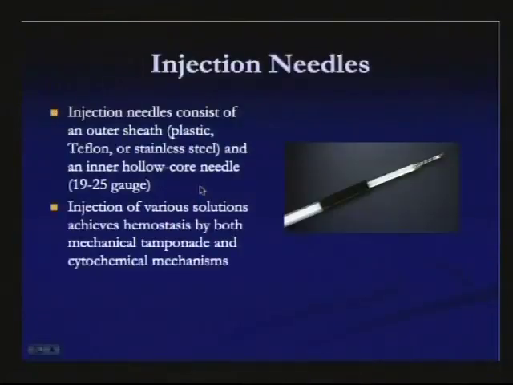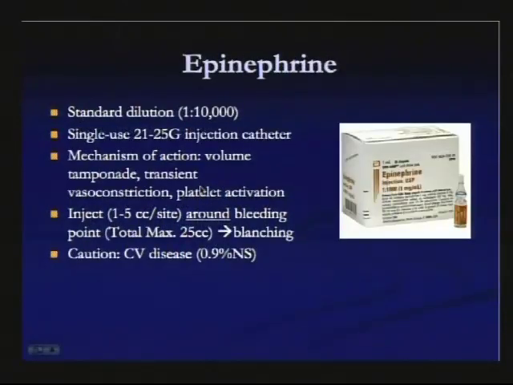All right. So injection needles, they come in different sizes. We can inject different kinds of solutions, and I'll show you what we can inject. The most commonly used one is epinephrine. It comes in different dilutions, but the most commonly used one is 1 in 10,000. You can inject it around the bleeding site, and the way it works is tamponading, so it applies pressure, plus the epinephrine can cause vasoconstriction and activate the platelets. You want to use it with caution in cardiovascular disease, but it has been shown that it's safe in lots of cc's, 25.